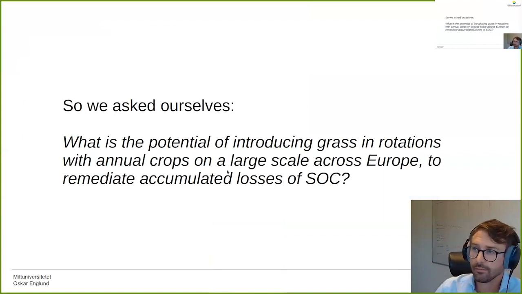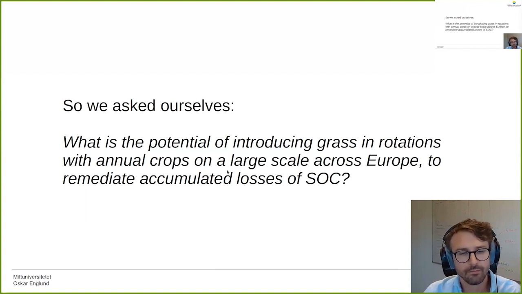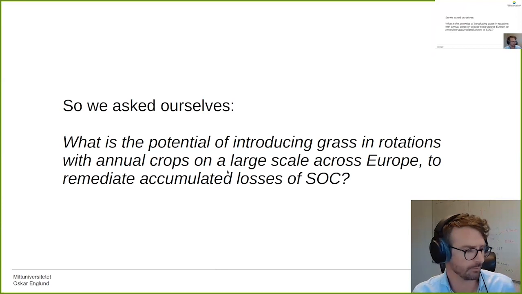So we asked ourselves, because we have been focusing on multifunctional production systems for quite some time now and developed a few models, since this is working so well in Sweden and we know that the effects would be really good, what would the potential be of introducing it on a large scale across Europe to remediate, because we have substantial losses of soil organic carbon on European cropland? This may be a way to remediate that while still maintaining biomass production.